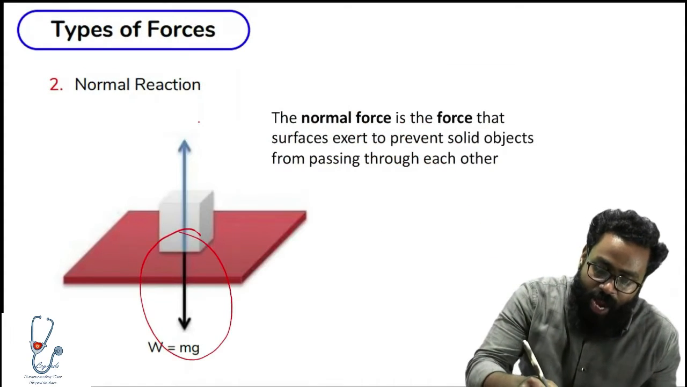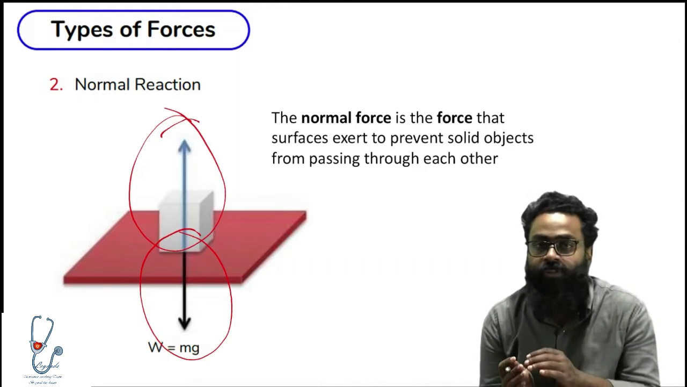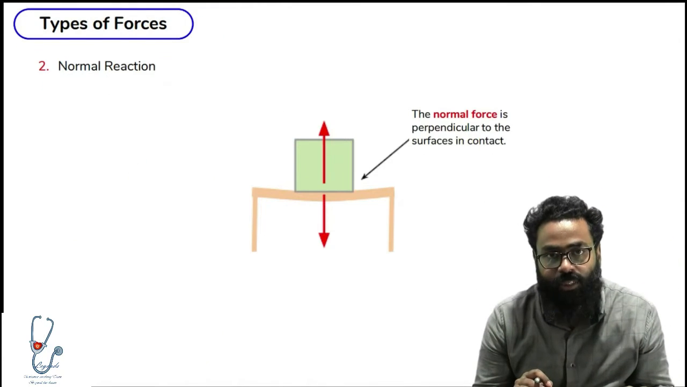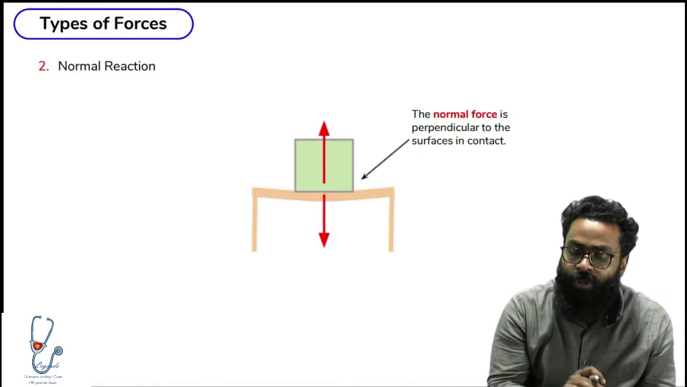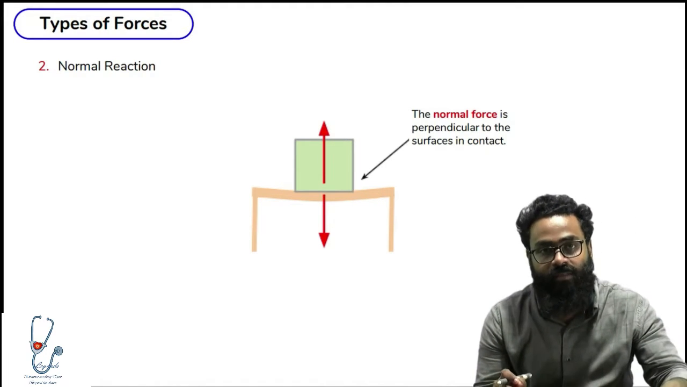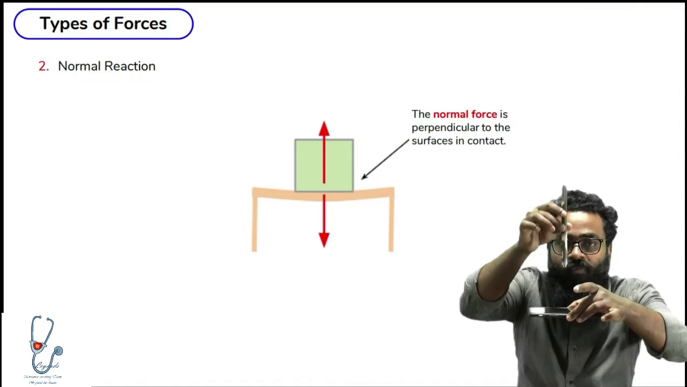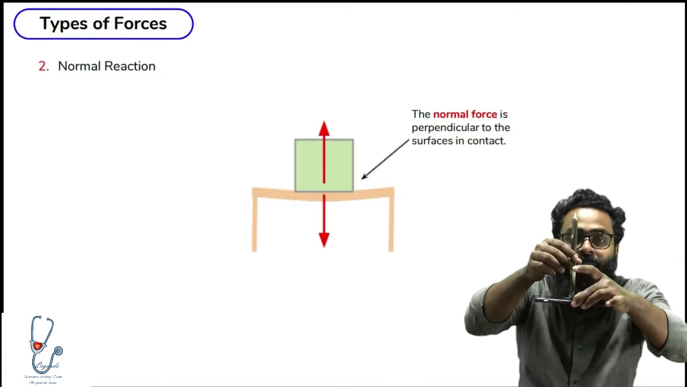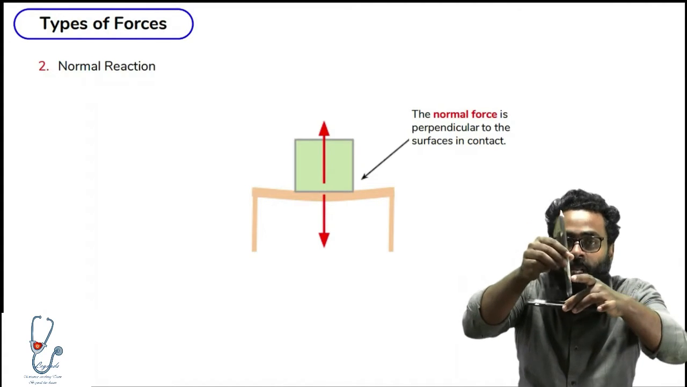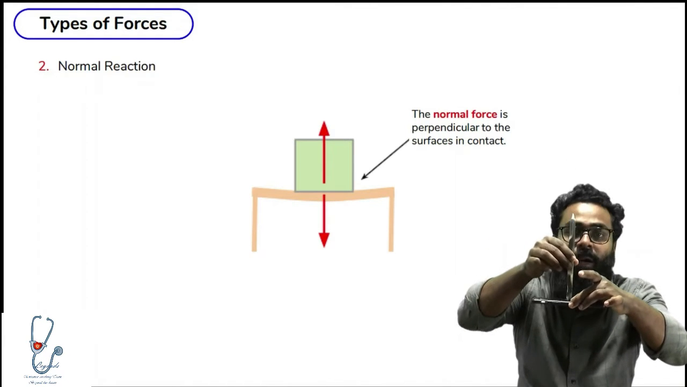In the picture we have to see that the weight mg is downwards and the normal reaction is the upward force. Clear that? And the normal reaction or normal force is perpendicular to the surface of contact, which means that if we have a pen in contact with the mobile, there will be a force perpendicular to the plane. The normal reaction is perpendicular to the plane.